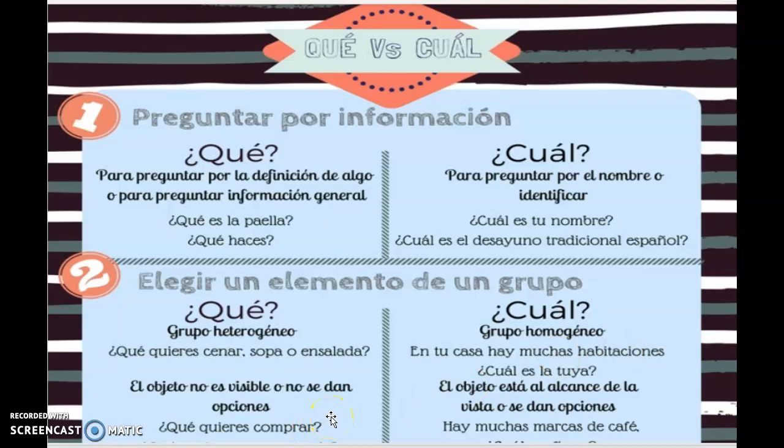Okay? And then when the object is not visible, I hope that you start seeing this pattern. Whenever I don't have an idea of what you're going to say, what do you want to go buy? Furniture? Clothes? Shoes? I don't know. You tell me you want to go shopping, but you didn't say what. Grocery shopping, shoe shopping, I have no idea. However, with cuál, it's always a matter of giving you choices within a group. So that's how you're going to identify the use of qué and the use of cuál.